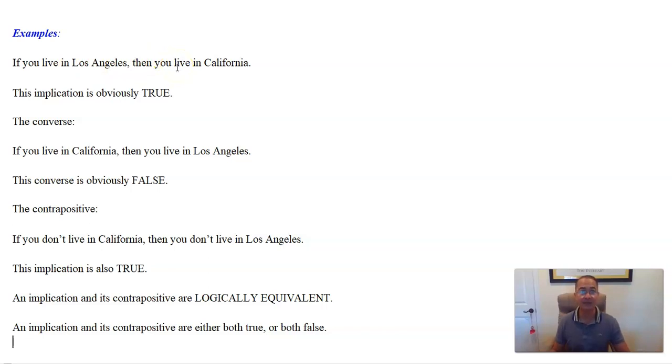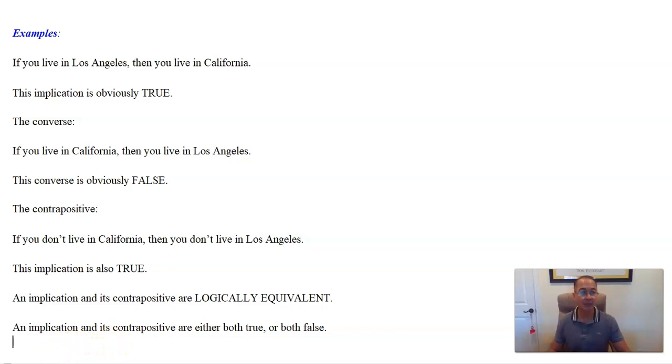So you satisfy the hypothesis of not living in Los Angeles, but you don't satisfy the conclusion of not living in California. In the same way that an implication and its contrapositive are either both true or both false, the converse and the inverse of an implication are also logically equivalent. I didn't even bother to write that down because what we are going to be interested in is the contrapositive version of the test for divergence. Okay, we're ready to go now.